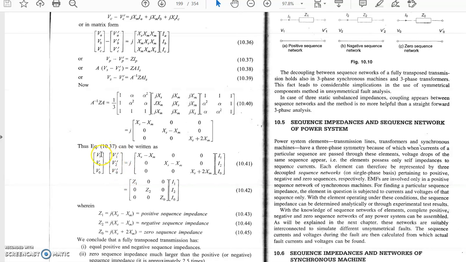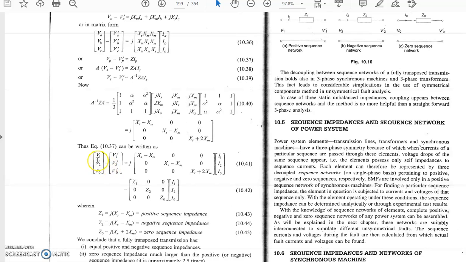If we want to open this matrix, V1 minus V1 dash will become Z1 into I1. V2 minus V2 dash will become Z2 into I2. V0 minus V0 dash will become Z0 into I0. But there is no effect of I2 in the equation of V1 minus V1 dash. Similarly, there is no effect of I1 in the equation of V2 minus V2 dash or V0 minus V0 dash. Means these three equations are decoupled equations.